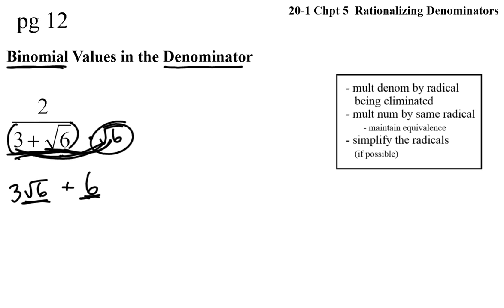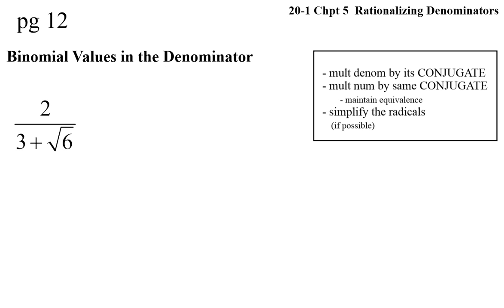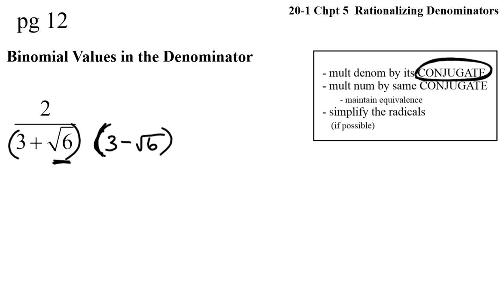It's not that easy. What we have to do is our first step has changed. We don't multiply the denominator by the radical we're trying to get rid of. We multiply the denominator by the conjugate. Conjugate from last lesson. What's a conjugate? Well, if you recall, a conjugate is the same information but a different sign. So because we have 3 plus root 6, we want to multiply the denominator by 3 minus root 6.